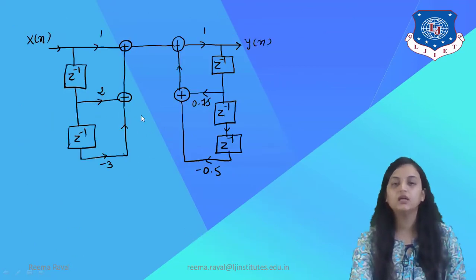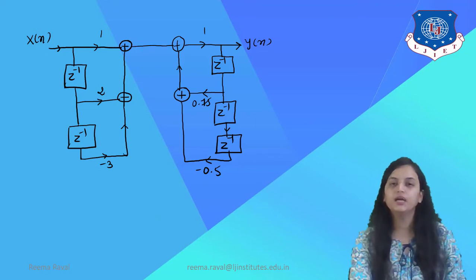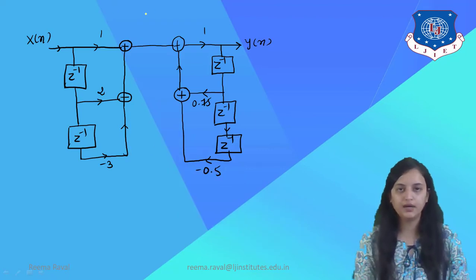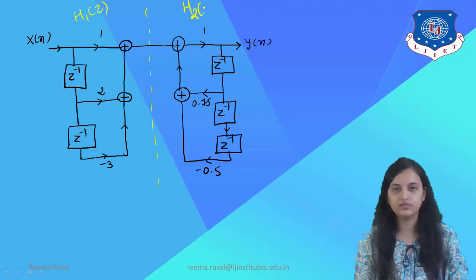So as you can see over here, it is not mentioned to draw direct form 1 only or direct form 2 only. It is not specified, so you can use any of the structures. But here I have used direct form 1 structure. So here in the first part it indicates the h1 of z. That means this part is h1 of z and this is h2 of z.